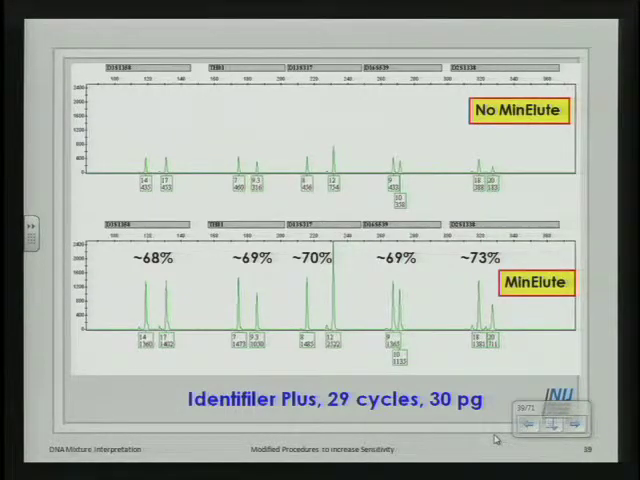This is some work that Becky did. We looked at Minelute, and again, it does a great job. Look at the increase from on top where you have no Minelute to on the bottom here, 68, 70% increase in signal compared to no Minelute.